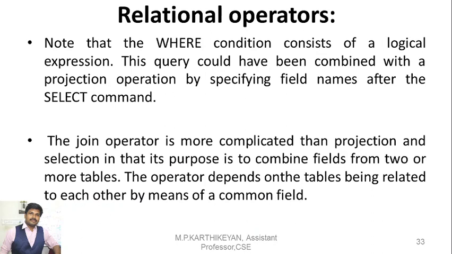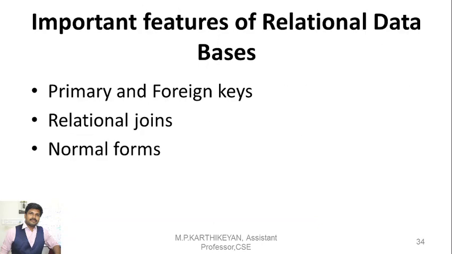This is your relational database operators, where you will be using select, from, where. Most commonly you will be using these things. Now moving on to the components of the relational database management system. The first one is the primary key and the foreign key. What is a primary key and what is a foreign key? We will have some examples also.